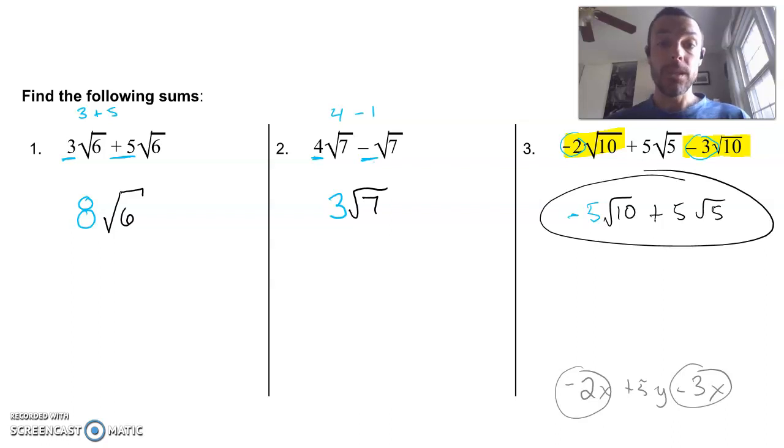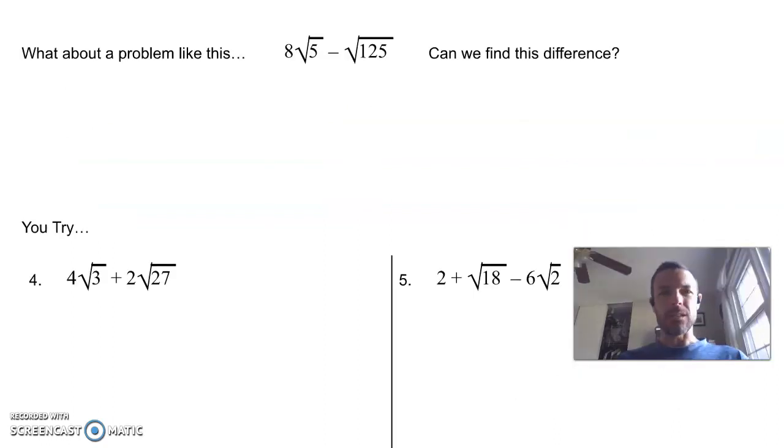There's no decimals. There's nothing that can be simplified inside the radicals. Now, what about problems like this? We can look at it and at first glance we say, well, we're done. There's no like radicals, no like terms, we can't combine it. But there's a difference. Do you see it? Hopefully you do, and if not, I'm about to point it out to you. This is great. 8 root 5, nothing that can be done here.